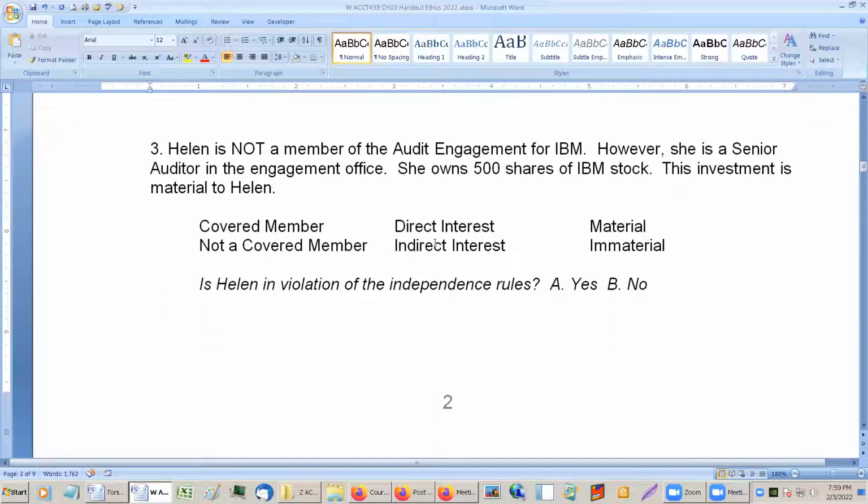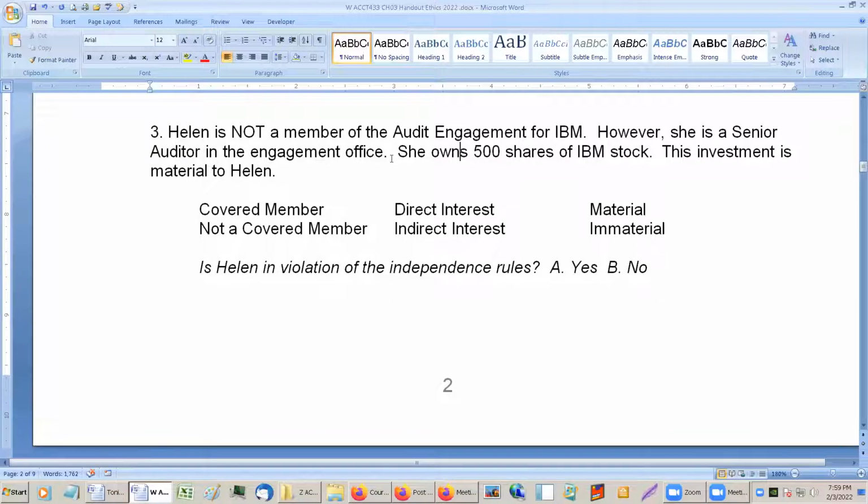Helen is not a member of the audit engagement for IBM. However, she is a senior auditor in the engagement office. Excuse me, I said that wrong. Office. She owns 500 shares of IBM stock. This investment is material to Helen. Okay, is she a covered member? Actually, she's not. She's not a member of the audit engagement team, right?